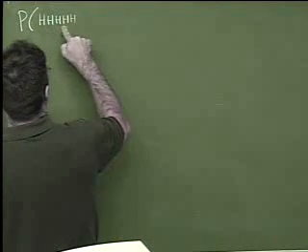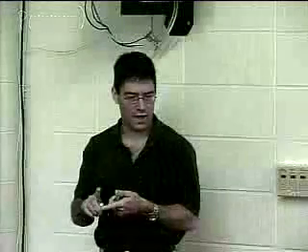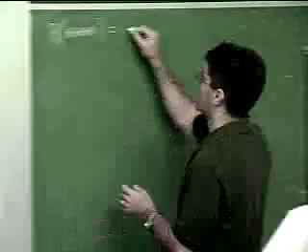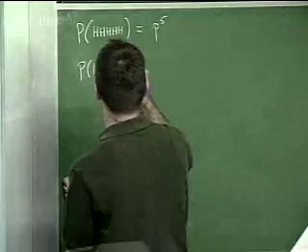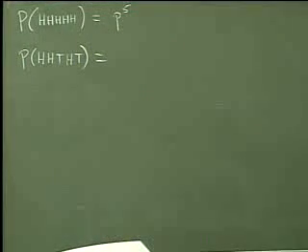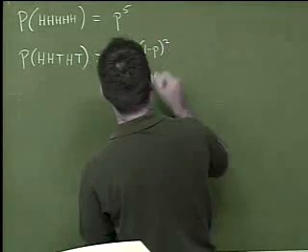What's the probability of HHHHH? It's identical. It's an IID flipping process, where the probability of a heads coming up on any flip is p. So what's the probability of all heads? P to the 5th. What's the probability of HHTHT? P to the 3rd, 1 minus p to the 2nd.